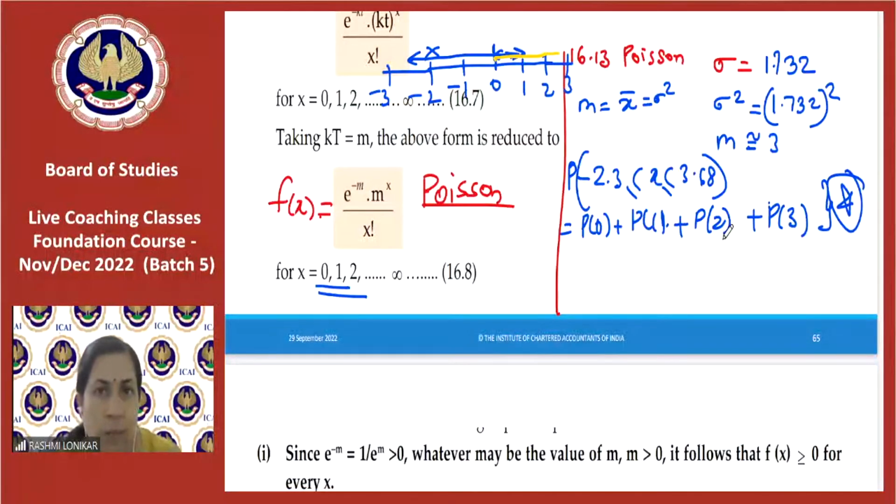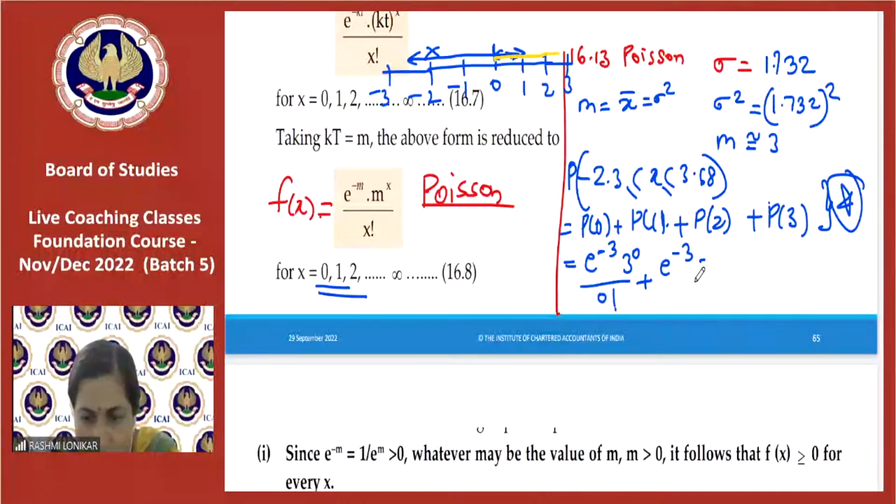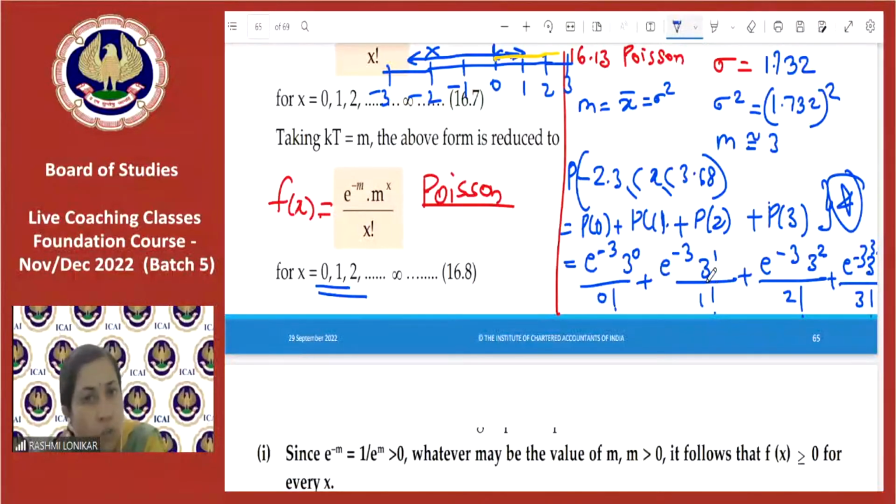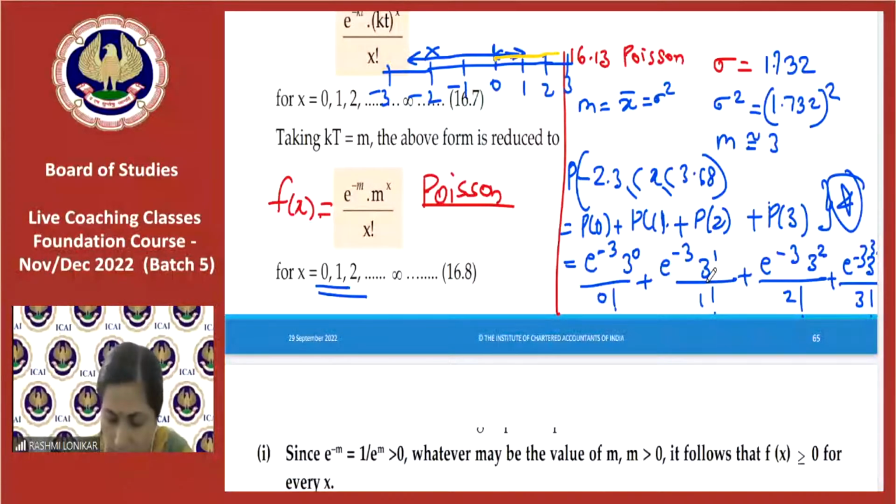Okay, so those are very important points that you have to apply when you are solving this problem. The arithmetic part you will be able to do very well. So this is e raised to minus 3, m is 3 raised to 0 upon 0 factorial plus e raised to minus 3, 3 raised to 1 upon 1 factorial plus e raised to minus 3, 3 square upon 2 factorial plus e raised to minus 3, 3 cube upon 3 factorial. And then you need to solve this. I hope this is cleared, Gurleen.